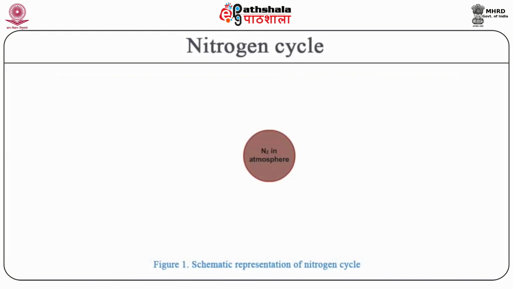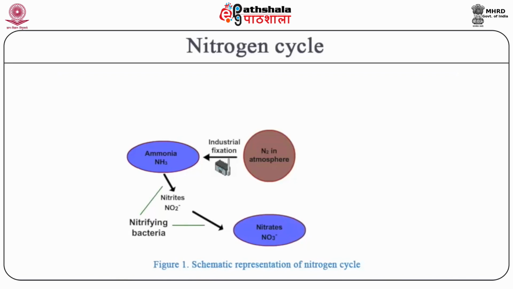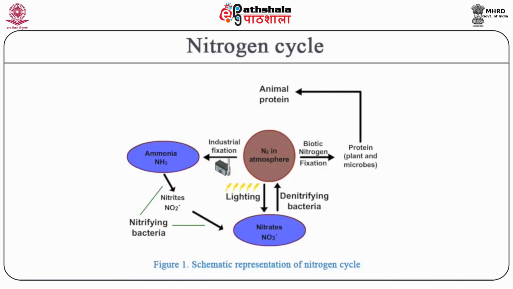The importance of the nitrogen cycle stems from the fact that despite its high concentration in the atmosphere, most of the living organisms are unable to directly utilize free nitrogen for synthesis of nitrogenous biomolecules such as amino acids, purines, pyrimidines, and others. Hence, there is a need to convert atmospheric nitrogen into utilizable form, a process termed nitrogen fixation.